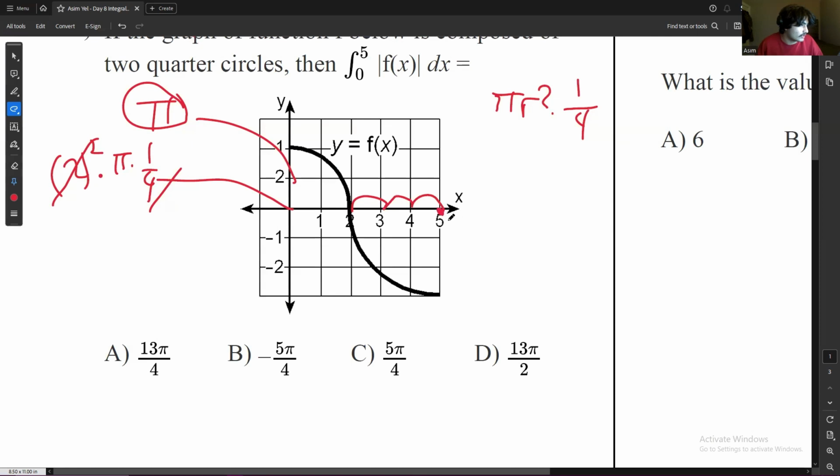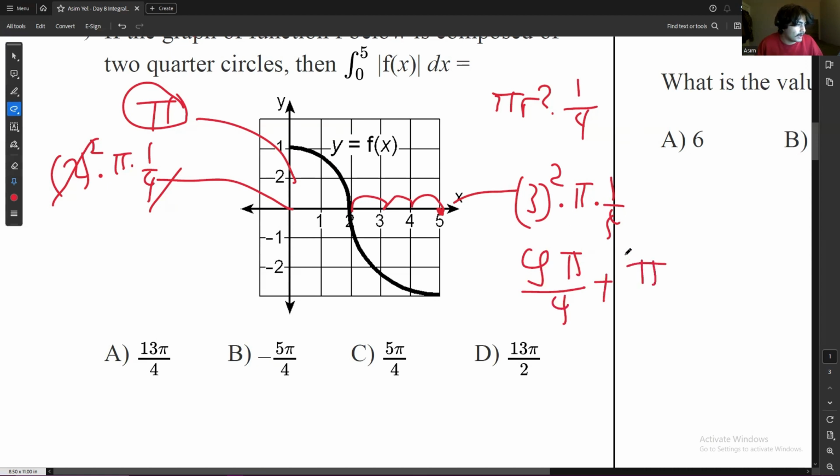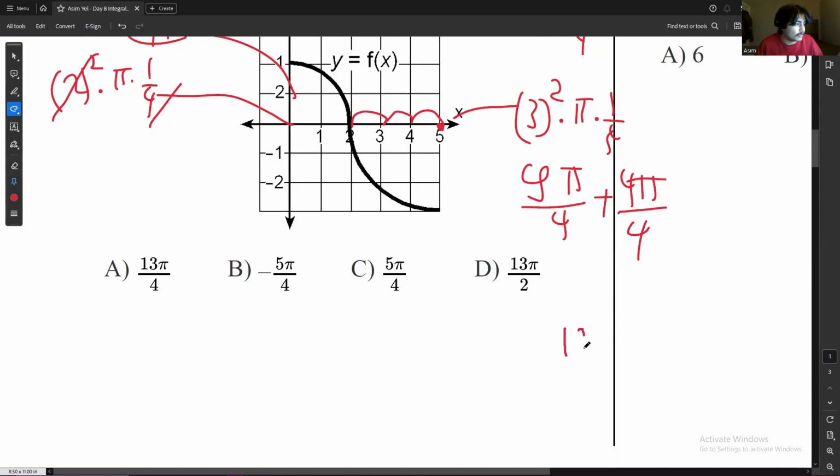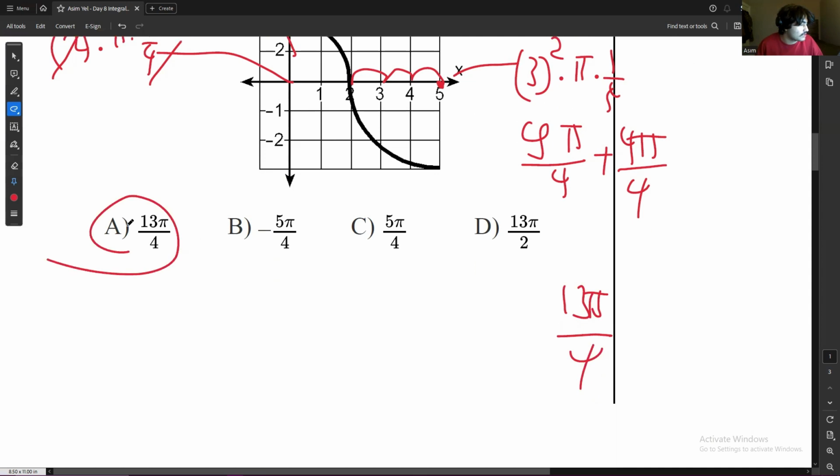And for this one, 1, 2, 3. Our center is over here. So I got a radius of 3. 3 squared times pi times 1/4. And I got 9 pi over 4 plus 1 pi. I can just write it as 4 pi over 4, and I end up with 13 pi over 4. It's answer choice A.